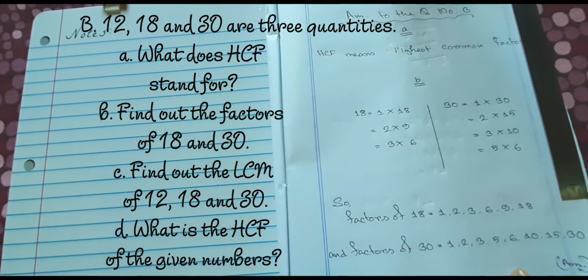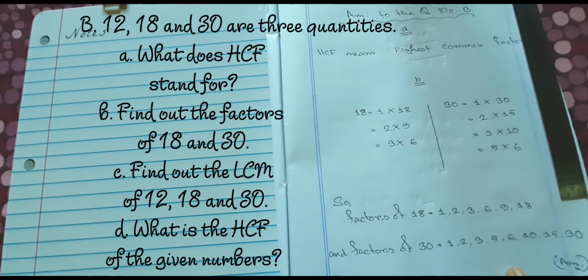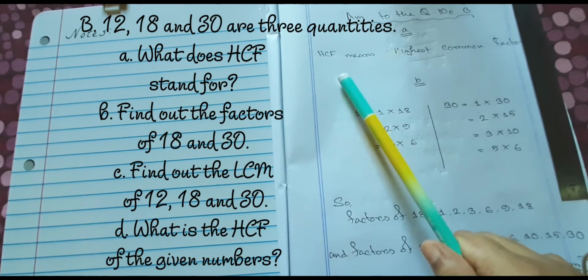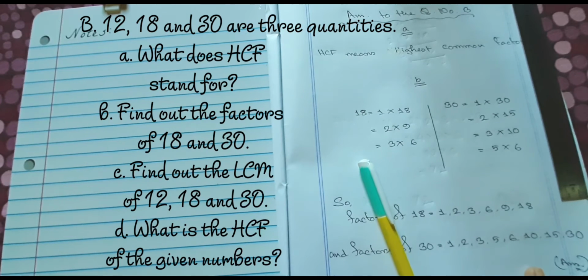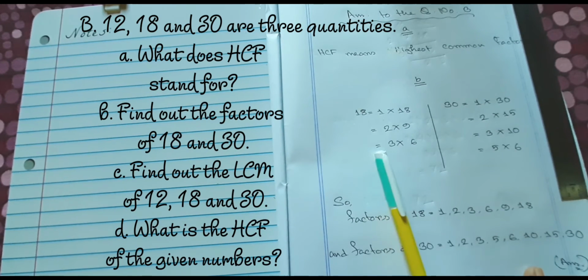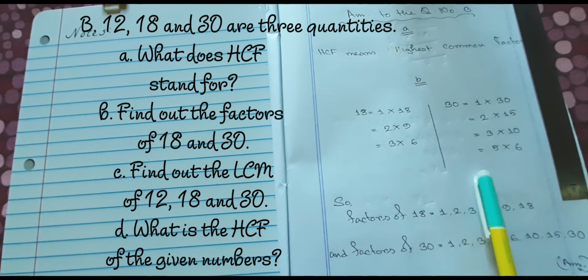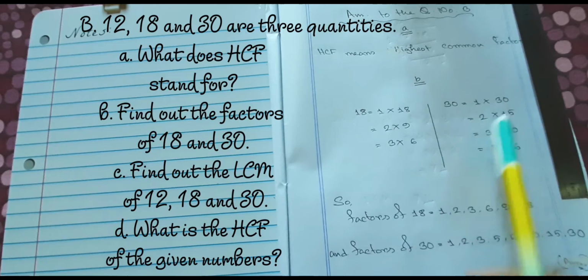You can see that the second question is saying that there are 3 numbers. Okay, 12, 18 and 30 are 3 quantities. What does HCF stand for? A number question, highest common factors. HCF means highest common factors. B number question, they gave that again. What you have to do, we have to find out the factors of 18 and 30. So you can see that I have broken down 18 and 30 and I have written down those factors in the same method, U-shaped numbering, and we have written down all of the numbers over here.